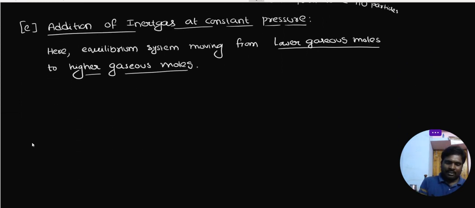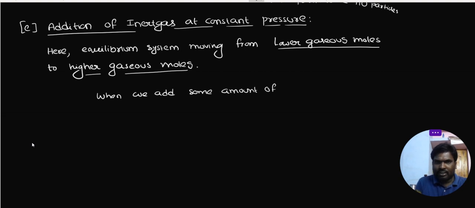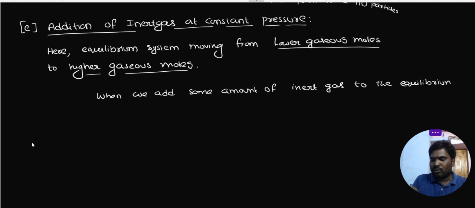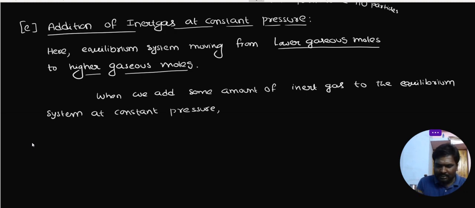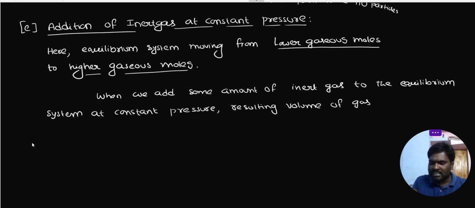So now write down here: when we add some amount of inert gas to the equilibrium system at constant pressure, the resulting volume of gas increases. Volume of gas increases.